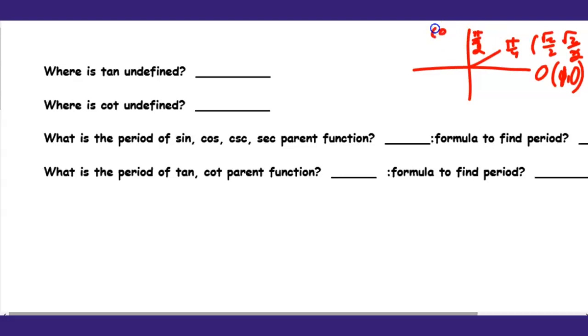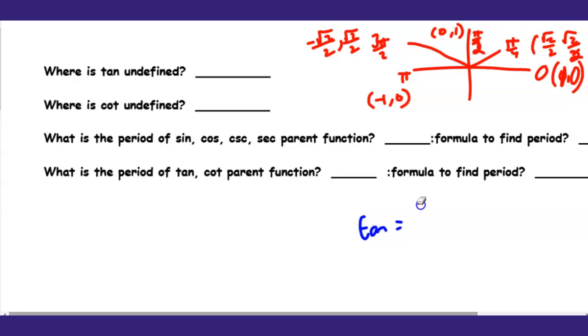And that point is 0, 1, right? You got 3 pi over 2, and that is negative radical 2 over 2, radical 2 over 2. And then you got pi, which is negative 1, 0. Which one of these values will give me an undefined value for tangent? And remember, tangent is sine over cosine or y over x. So where would I get undefined values? Pi over 2. I see that? That'll be 1 over 0.